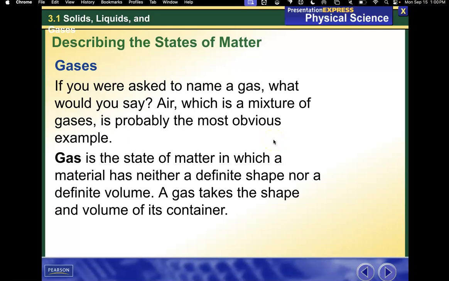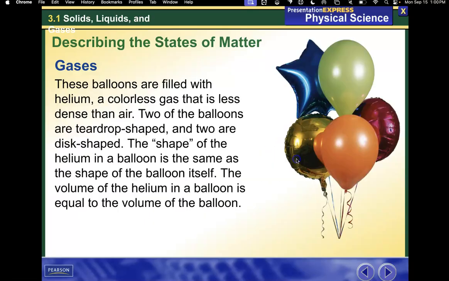Gases. If you were asked to name a gas, what would you say? Air, which is a mixture of gases, is probably the most obvious example. Gas is the state of matter in which a material has neither a definite shape nor a definite volume. A gas takes the shape and volume of the container it is in.